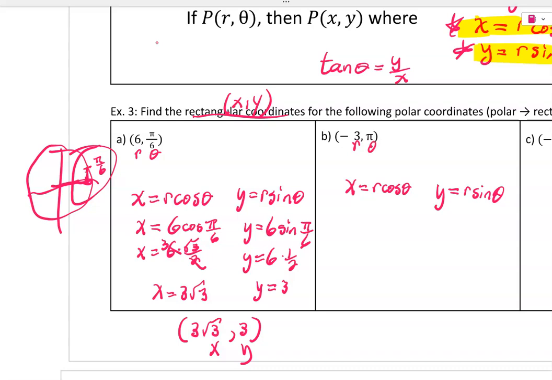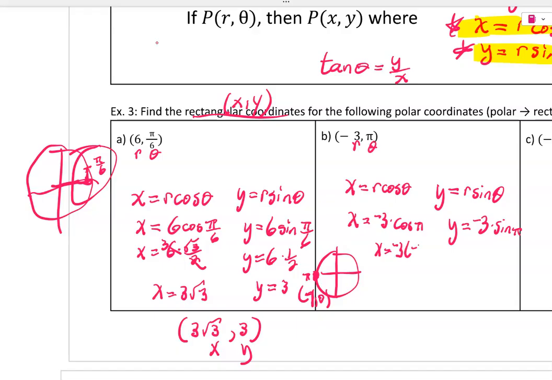Look at this. This is lovely. You're going to have negative 3 times the cosine of pi. You're going to have negative 3 times the sine of pi. And you just have to work that out. Okay? So if we were to look at pi real quickly on the unit circle, pi is right over here. And that's the extreme point, negative 1 comma 0. So cosine is that x coordinate on the unit circle. So we'd get negative 3 times negative 1.